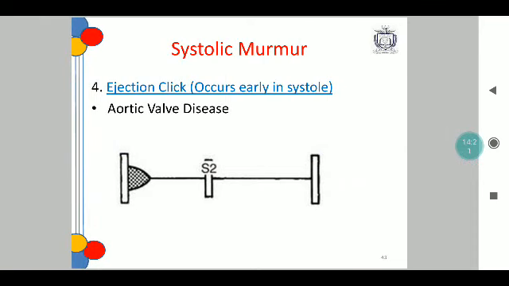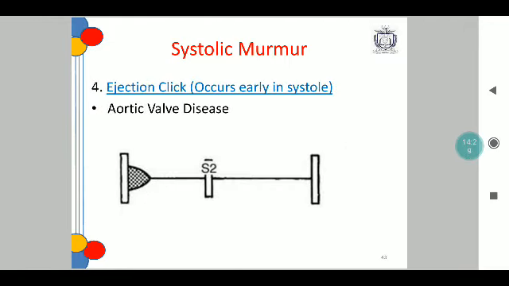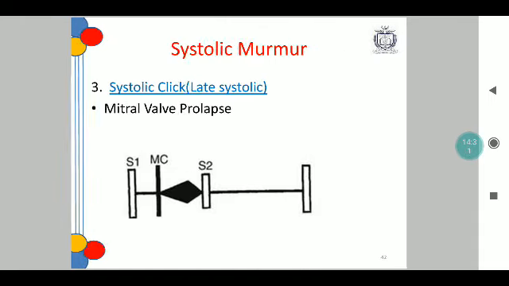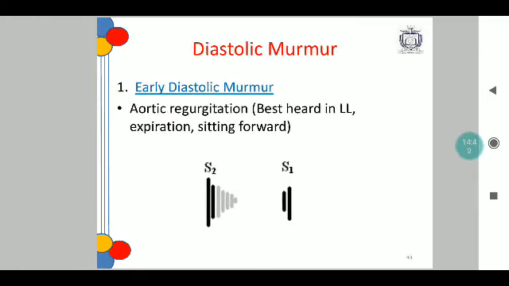Now you also have ejection clicks, which occur early in systole and are seen in aortic valve diseases also, which is similar. So here you had a mid-systolic click, here you had an ejection click. The difference you can see is that here, after S1 there was a gap of normalcy followed by a click, whereas in an ejection click it happened along with S1 in conjunction.